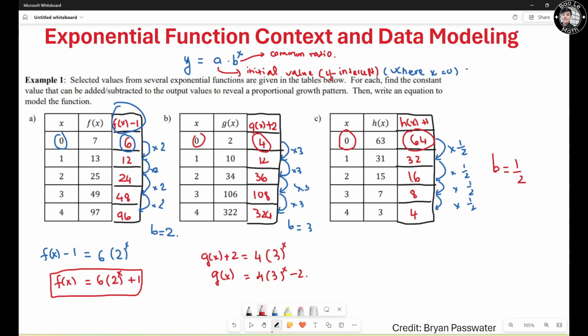So we have h of s plus 1 right here equals a, which means 64, times b, which is 1/2 raised to the s. Alright, now we need to solve for h of s. So h of s equals 64 times 1/2 raised to the s minus 1. Or we can rewrite this one as 64 times 2 raised to the negative of s minus 1, right?